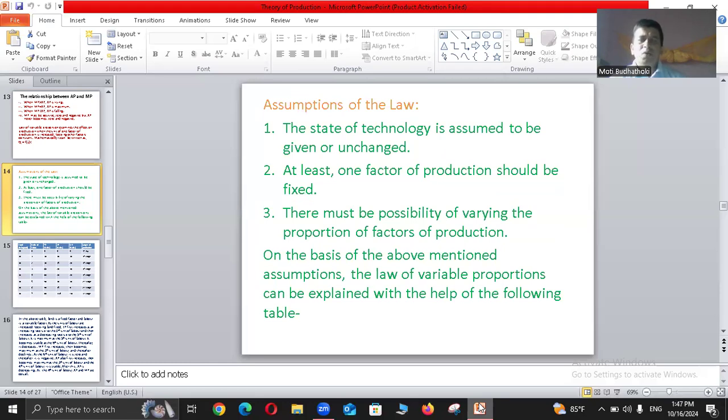To implement this law, we must maintain some certain rules and regulations or preconditions for the implementation of this law. These are called assumptions. Number 1, the state of technology is assumed to be given or unchanged. At least one factor of production should be fixed.